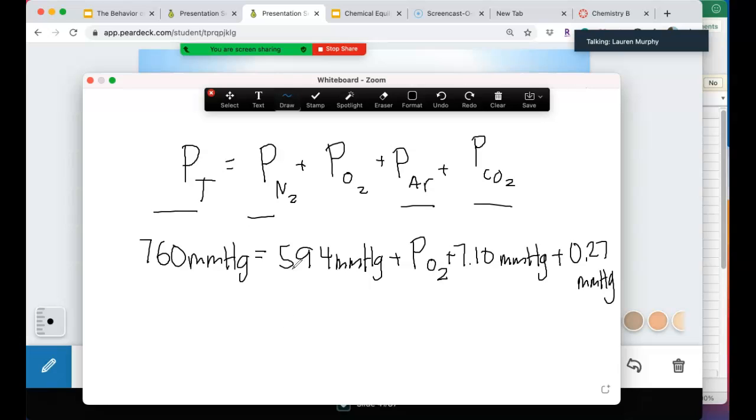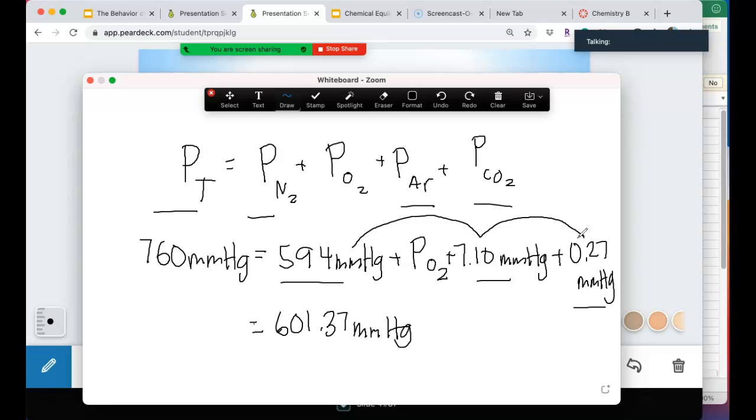So you have 2 options. You either subtract 594 from 760 and then subtract 710 and then subtract 0.27, or you can combine all of these at once and then subtract them as a whole. It doesn't matter. It's up to you. So I'm going to combine them all. So 594 plus 7.1 plus 0.27 is a total of 601.37 millimeters of mercury. I combined these 3 guys. And then I don't know oxygen.